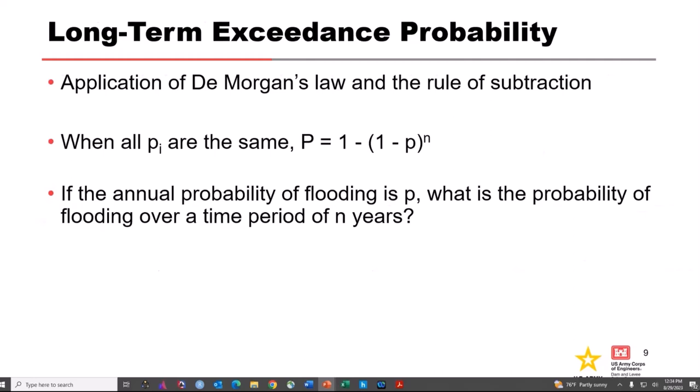Now, of course, if you're in a 100-year floodplain, the odds of getting flooded multiple times are pretty low. But it's still possible, right? So every year you have a 1 in 100 chance of getting flooded for a period of 30 years, and if each year is independent, you could be flooded any number of years over that 30-year period.